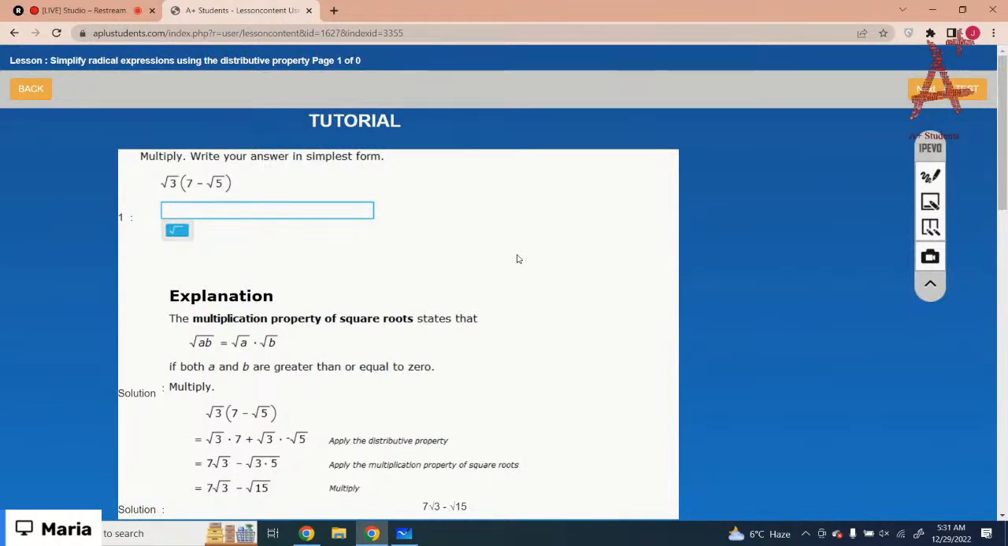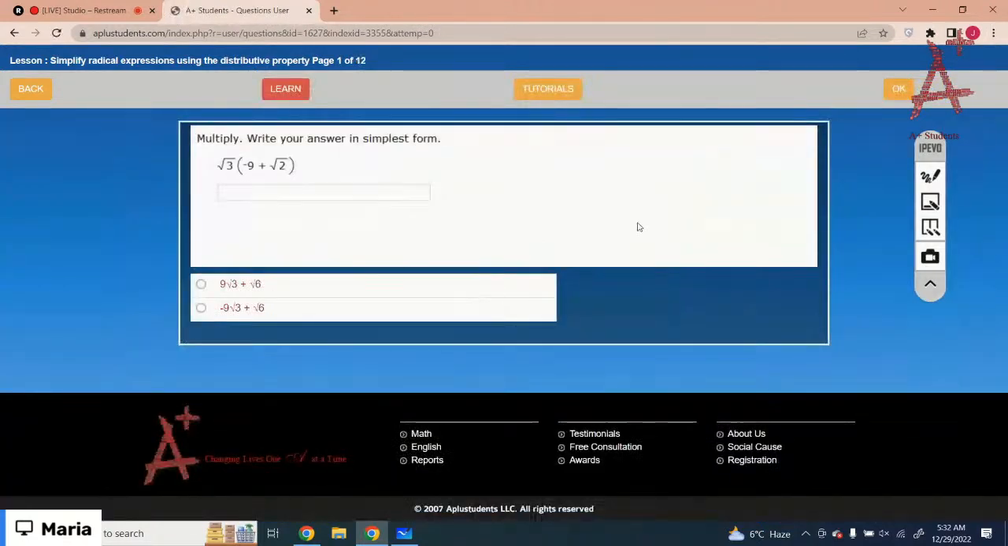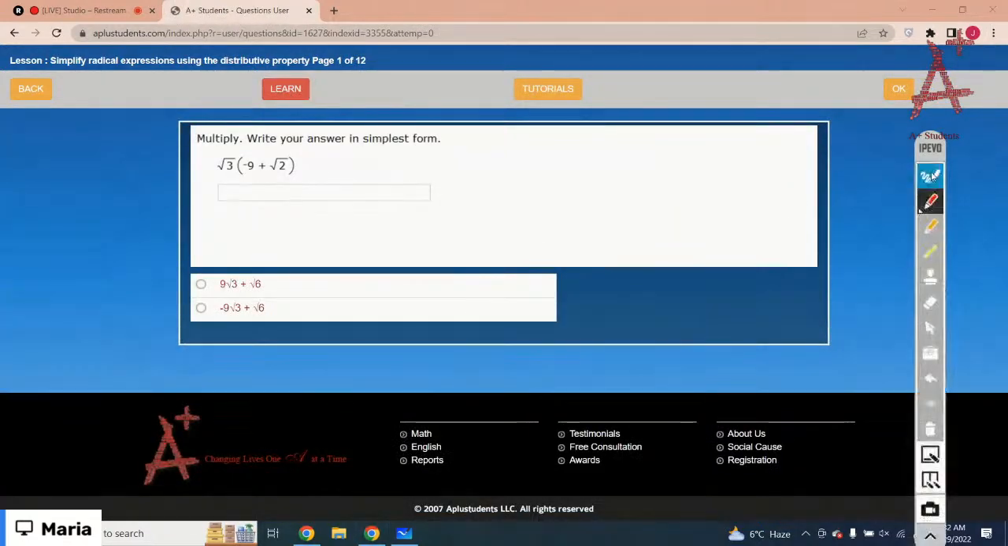You are given with square root 3. You have to multiply them. Got it? And we have to write the answer in the simplest form. Let's just start with a test. Okay, so you can multiply the value that is written outside the bracket with everything that is written inside the bracket.